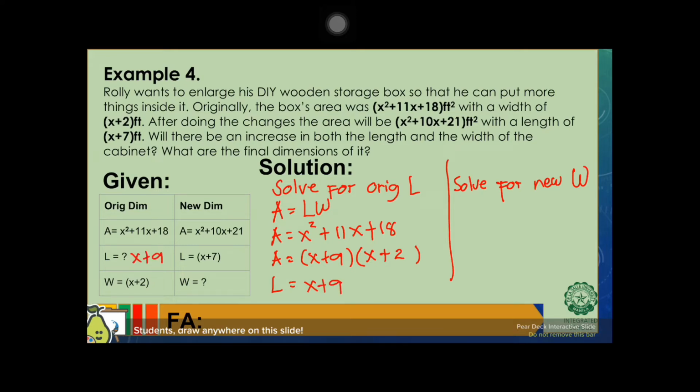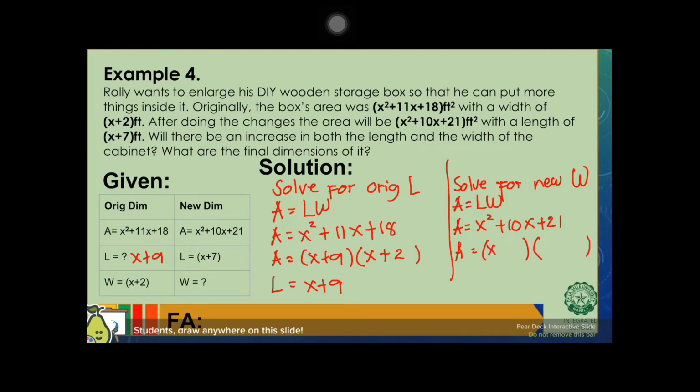While for the solution of the new width, we will be doing the same thing, but this time we will be using the values in our new dimensions. Again, for the area of the rectangular box, we have length times width, and we have a new area, which is x squared plus 10x plus 21. This time, the given is the length, which is x plus 7. So we have two pairs of parentheses for our binomial factors.